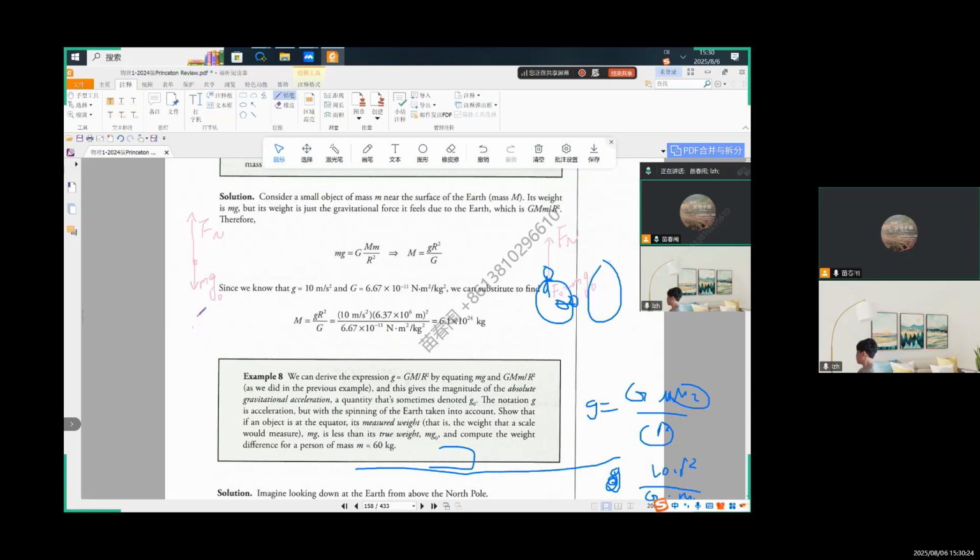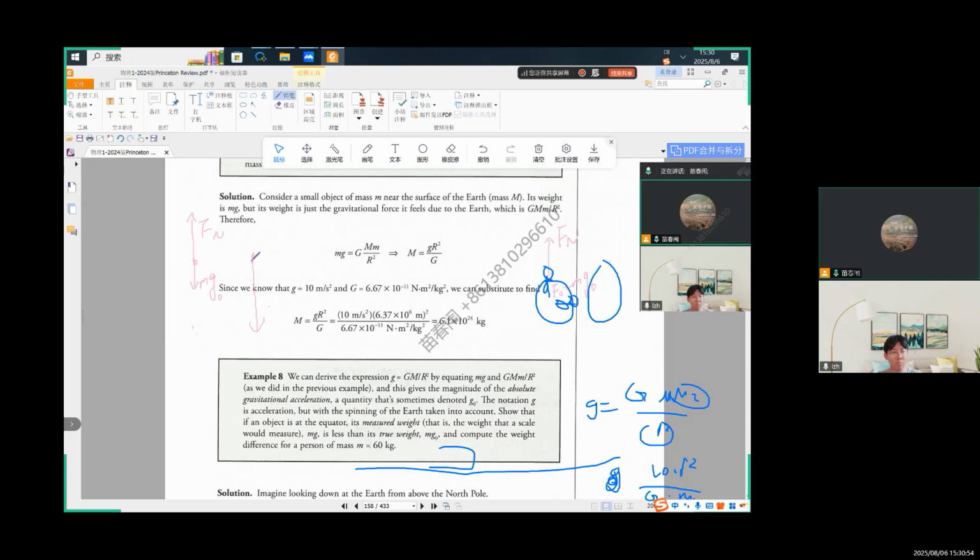Which one is greater, do you think? F normal or mg0, which one is greater? I'm pretty sure mg0 has to be greater, right? Because we're talking about this point, you have to provide a centripetal acceleration to make a circular motion. The Earth is turning, right? Because the Earth is rotational, it's rotating all the time.